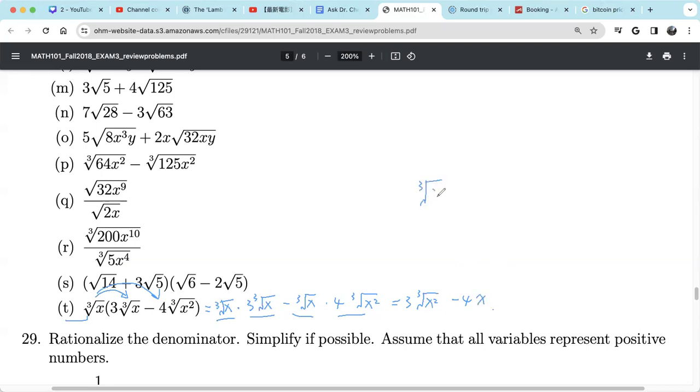The cubic root of x times 4 times the cubic root of x squared. That means we can put them together, x times x squared, which is x cubed, so the cubic root becomes x. So we have negative 4x, and that's it. So in the end, that's the result of the operation. So this finishes question 28.